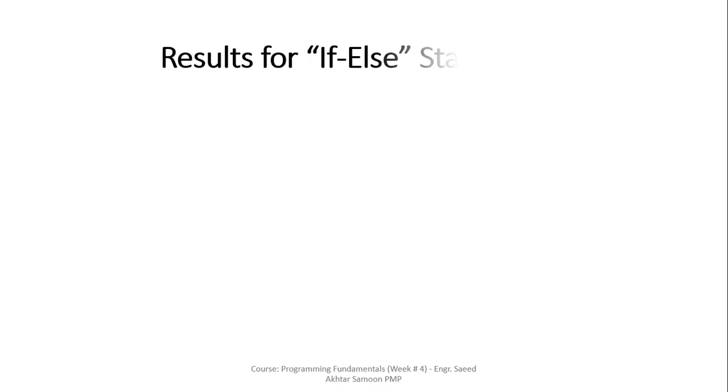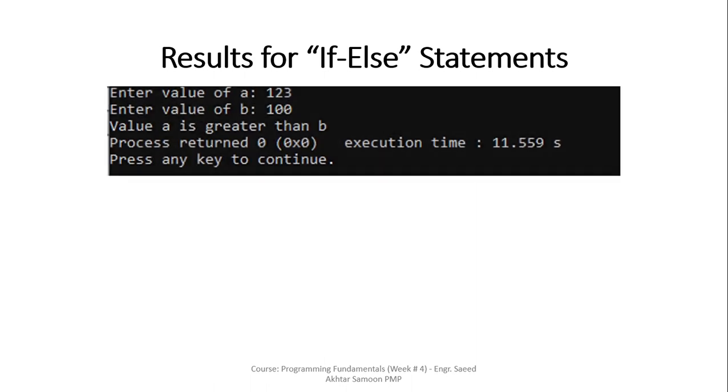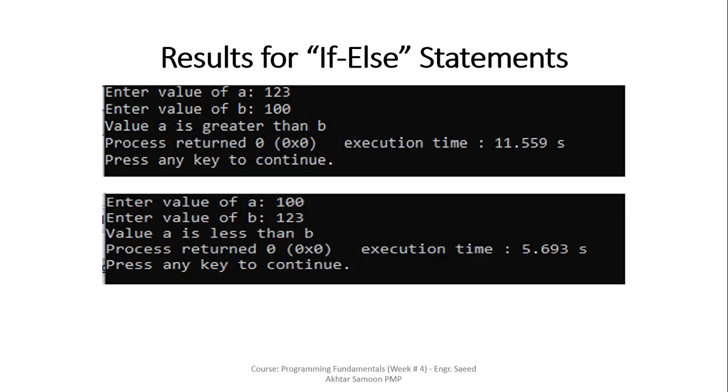So we'll see how it is actually implemented and what results we see when we run this program. If we provide the value of a as 123 and the value of b as 100, then we will see the message "value of a is greater than b". If on the other hand we provide the value of a as 100 and the value of b as 123, then we will receive the message "value of a is less than b".